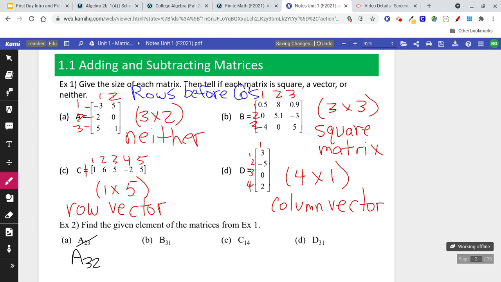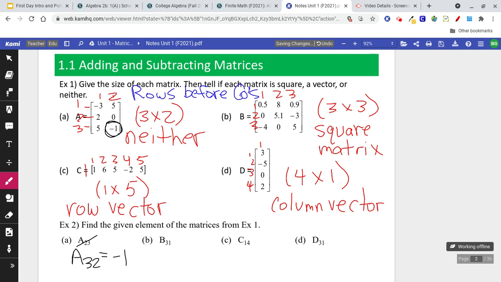Now, it's a subscript 32, so it's a big A and a little bitty subscript 32, but we read it as A32. So again, you go back to rows before columns. We're talking about rows and columns. So the 32 is really talking about the third row and the second column. So we want to go to matrix A into the third row and second column. A32 is equal to -1 because it's the element or the number that's in the third row and the second column.